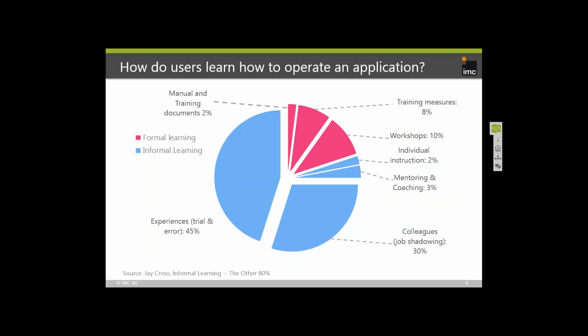And actually what we find is that most training benefit is received from experience or from outside sources, or what we call informal learning. That can be through trial and error by using the application or going through a business process, or just learning from your colleagues.